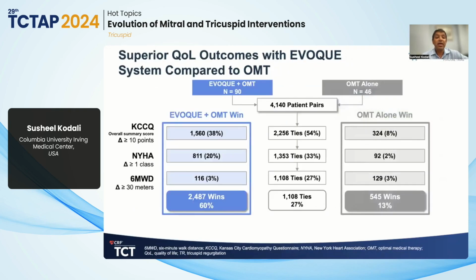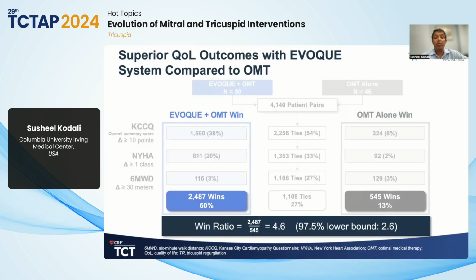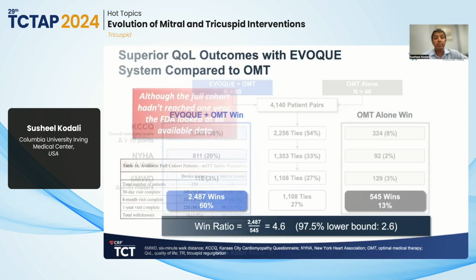Another way to look at this is to calculate a win ratio, where each patient is compared to every other patient. And if you look at the individual components, you see them listed here in a hierarchical fashion. In the Evoque arm, the majority of patients had a better outcome, and the win ratio was 4.6, which suggests they're this much more likely to have a better outcome if they receive TTVR with Evoque compared to medical therapy.